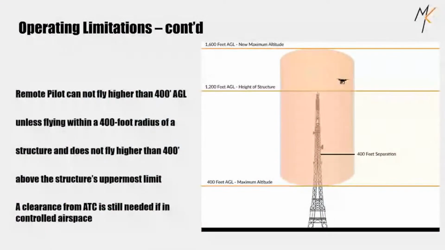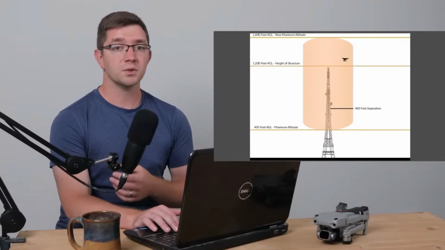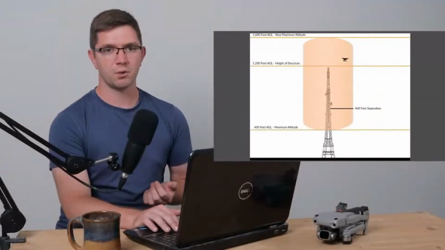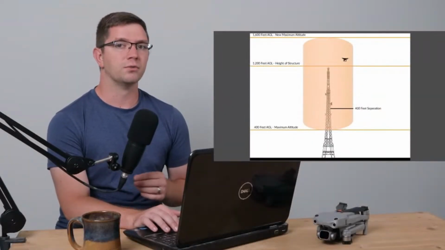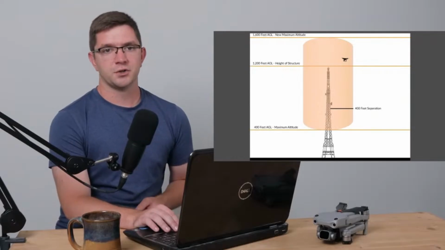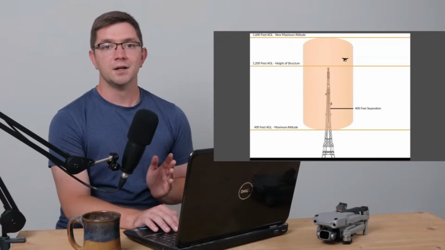Now, what if we need to fly higher than 400 feet? Sometimes we might be called up to go inspect a radio tower, for example, that might be taller than 1,200 feet. But if we're only allowed to fly up to 400 feet, how do we get around this? So, when you need to fly higher than 400 feet to inspect a structure, such as a radio tower or a building, the FAA has an exemption for the 400-foot limit, as long as the structure is in an area where you do not need to be given permission to fly by the FAA.